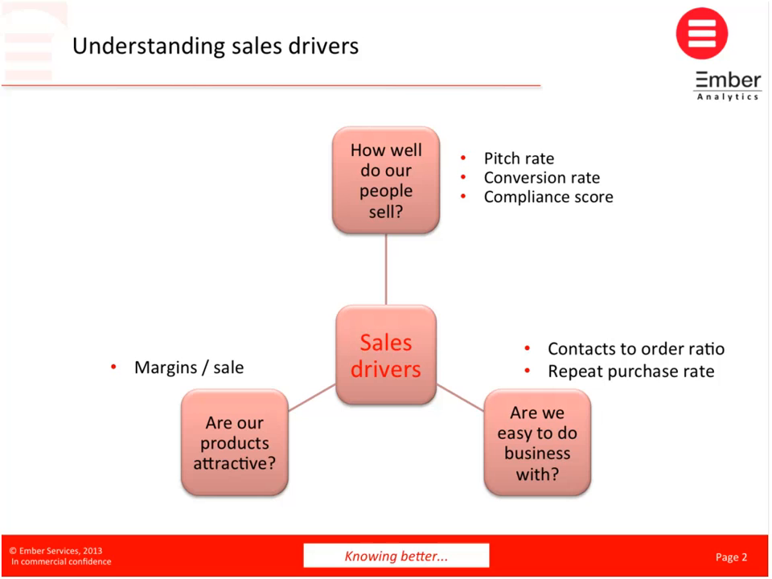The other one then is obviously the products. Are our products attractive? So clearly you've got to have the right products. The key metric I'm looking at there is what's our margin per sale. So are we achieving those upsells? And in many industries, the core product does not make money. It's the upsell and the cross-sell that makes the money. And I'll talk about an example of that in a short while. So how do we make sure our products are attractive?